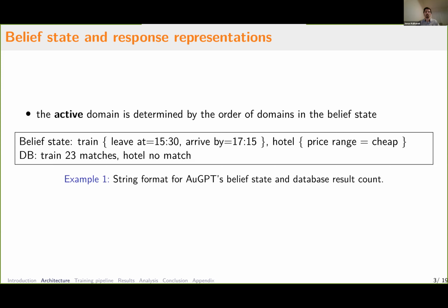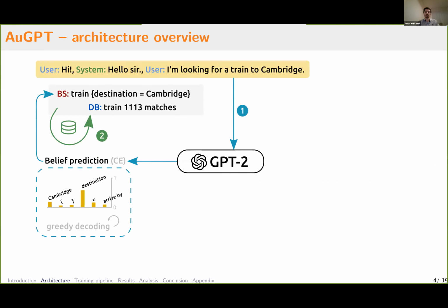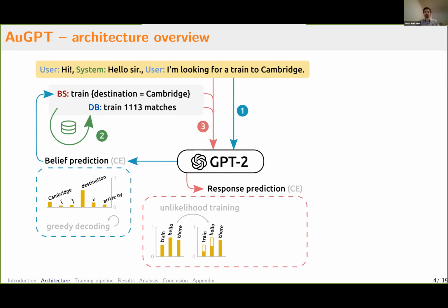Then here on the second line, you can see the representation of the database counts, which is used as an input to the language model to generate the response. Okay, so we are here. Now we concatenate the dialog context with the belief state and the database result count. We pass it to the GPT and generate the response.